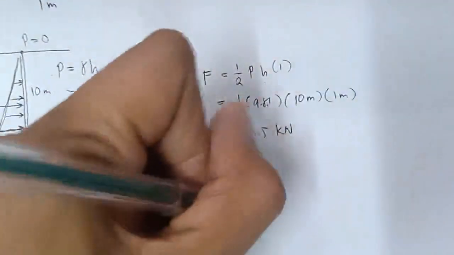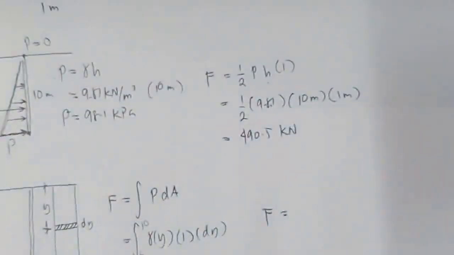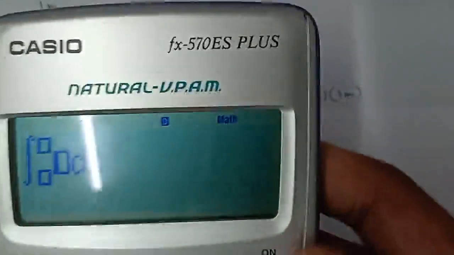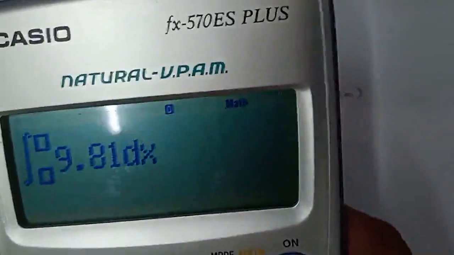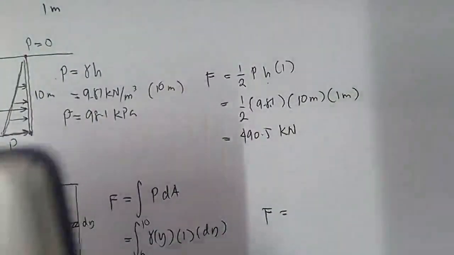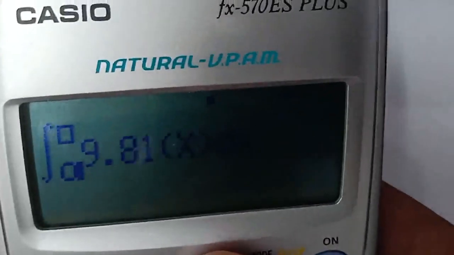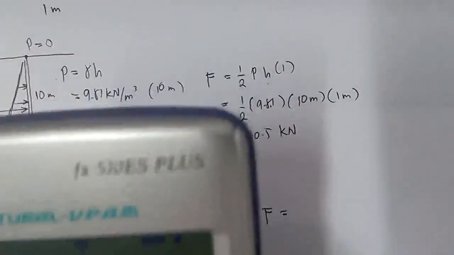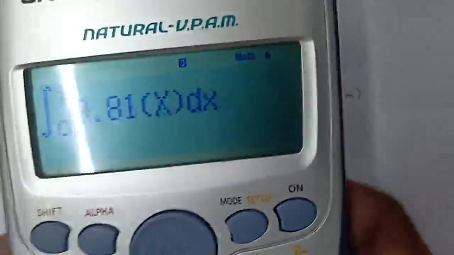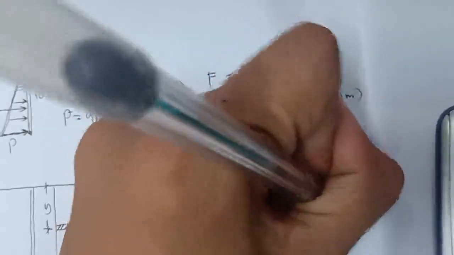So, F equals, pakita natin guys, using our calculator, using calculus. Siyempre, walang value ng Y. We will use X. 9.81 times X times dx, from 0 to 10. The result is 490.5 kilonewton.